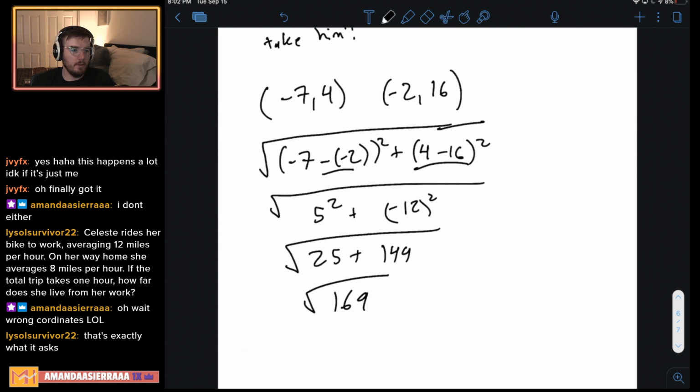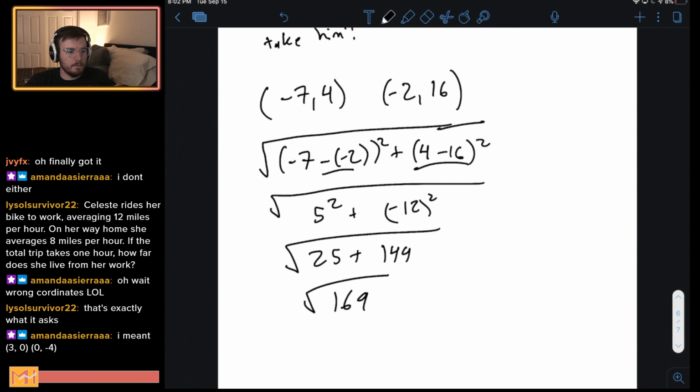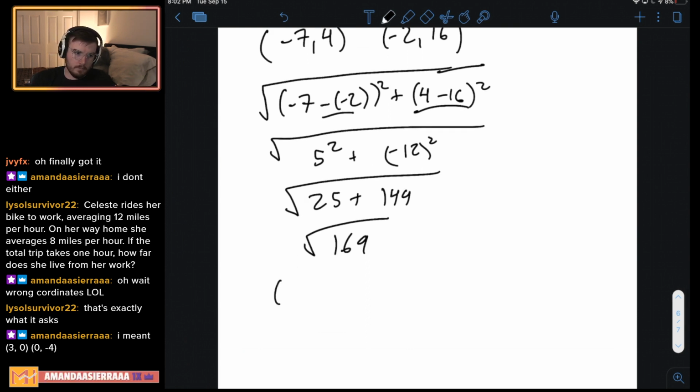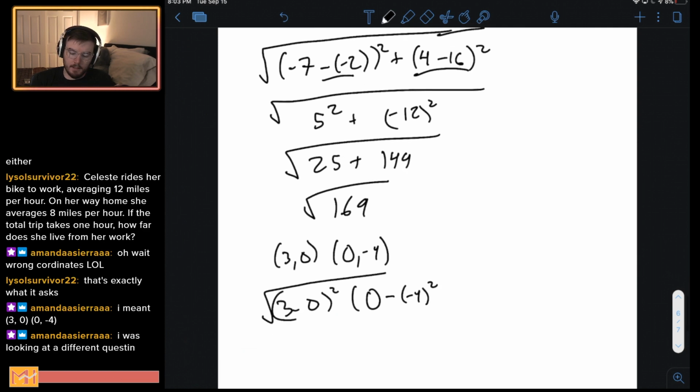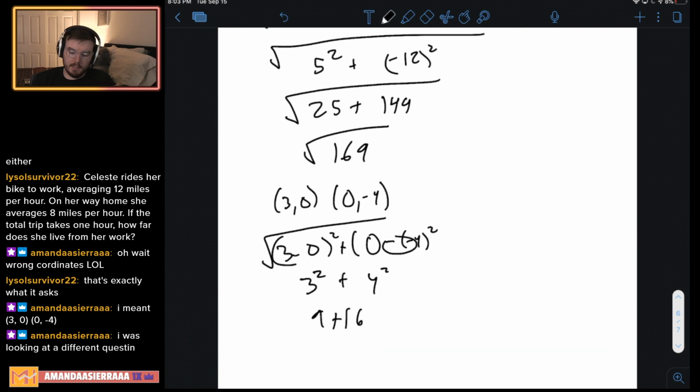Wrong coordinates. Three minus 0 squared, 0 minus -4 squared. So 3 minus 0, that's 3 squared, plus, that's plus 4, so 4 squared. 9 plus 16, yep.